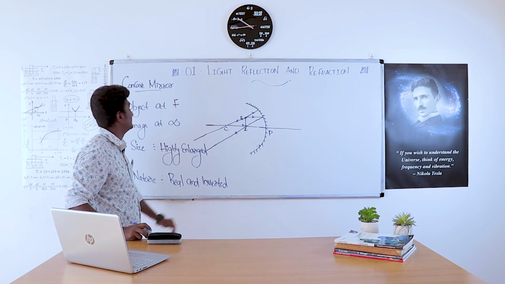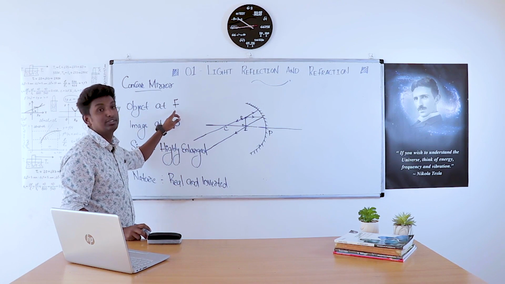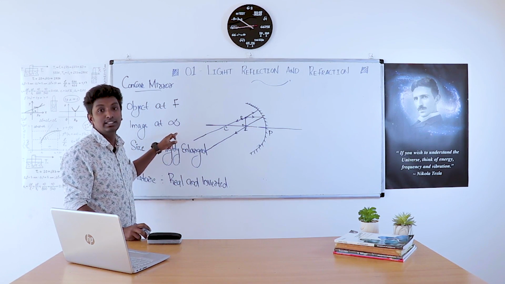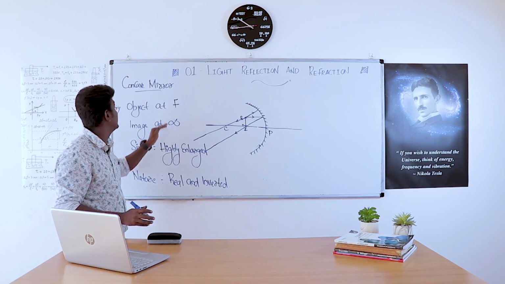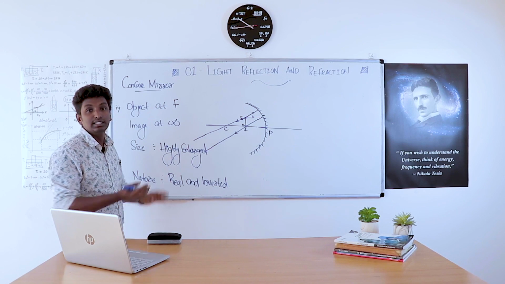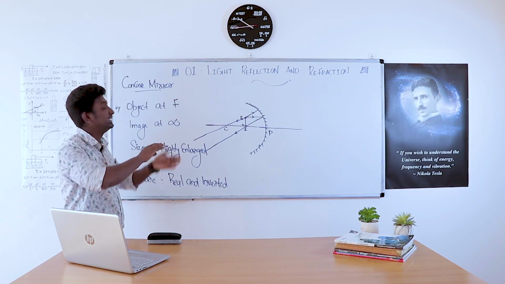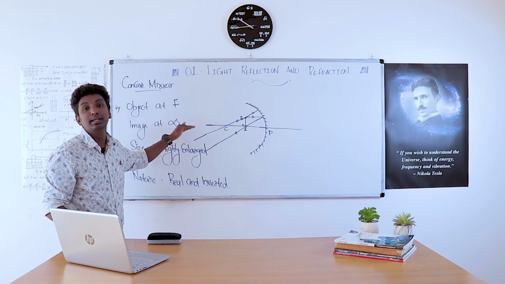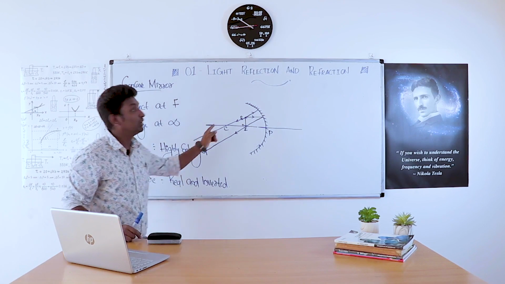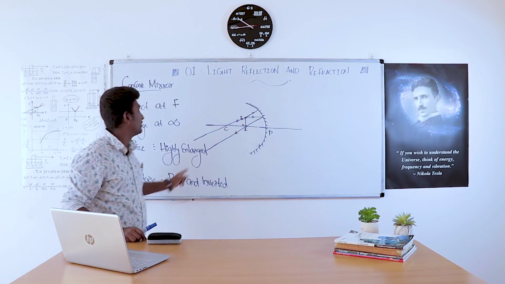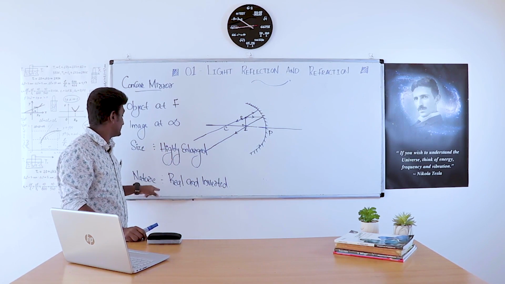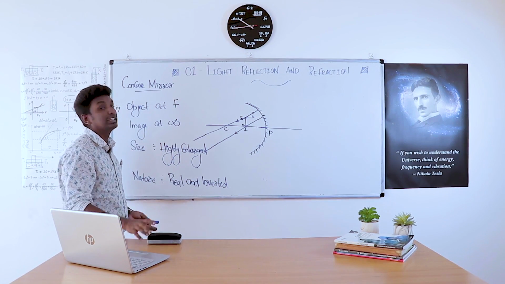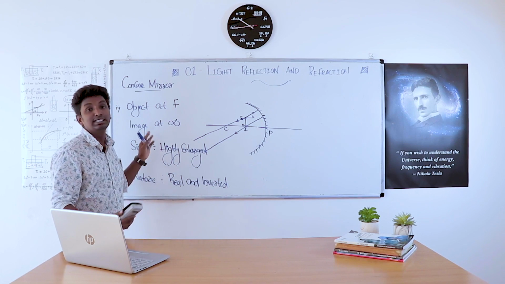What is the second case? When the object is at focus, image is at infinity. You can study easily like this. First case is object at infinity and image at focus. Just reverse the condition: object at focus and image at infinity. When the object is at focus, image should be formed at infinity. And the size of the image is highly enlarged. Nature of the image is real and inverted. This is the second case.